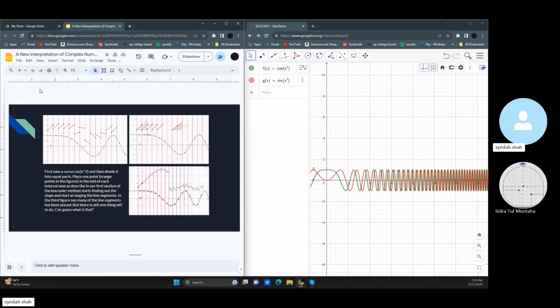I guess just finding the slope and area. Divide. They have arranged them accordingly. Wait, sorry, can you repeat it one more time?